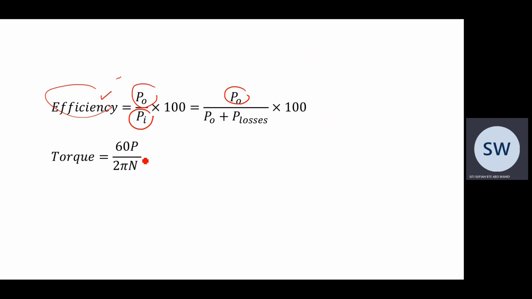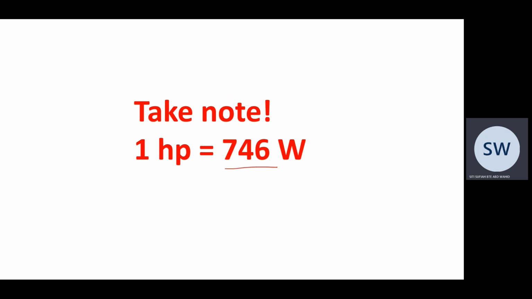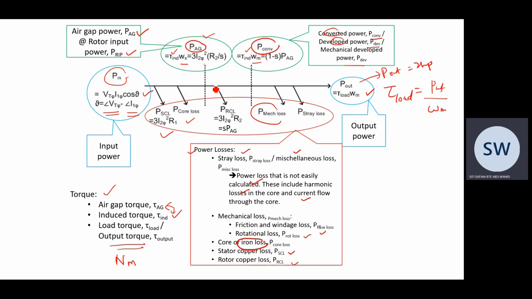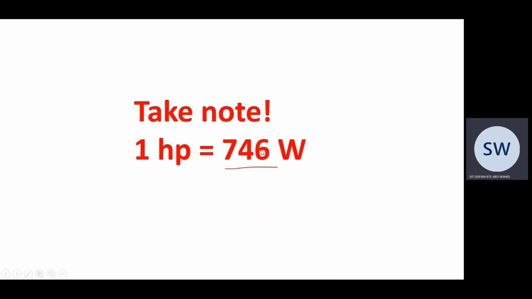As for the torque, if your speed is in RPM, you can use this formula to directly get the torque. But my advice, convert the speed into angular speed first, omega S, omega M. Then straight away use P air gap over omega S, or P converted over omega M, or P out over omega M to get the torque.